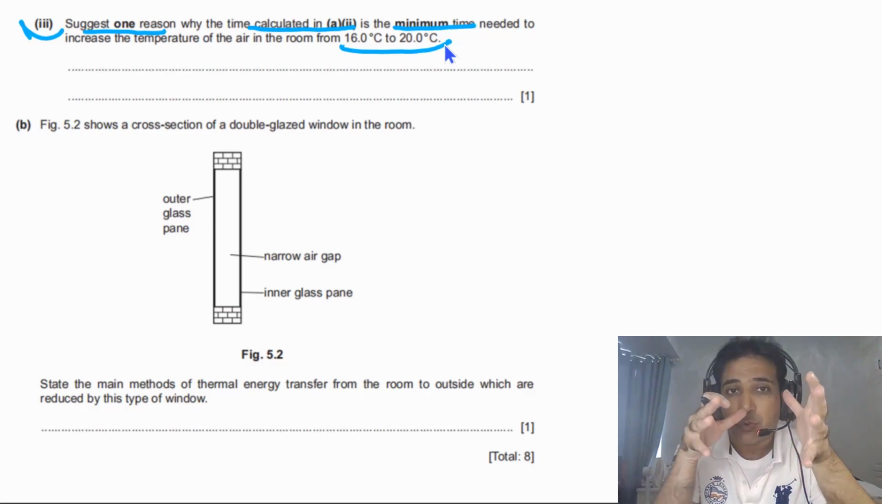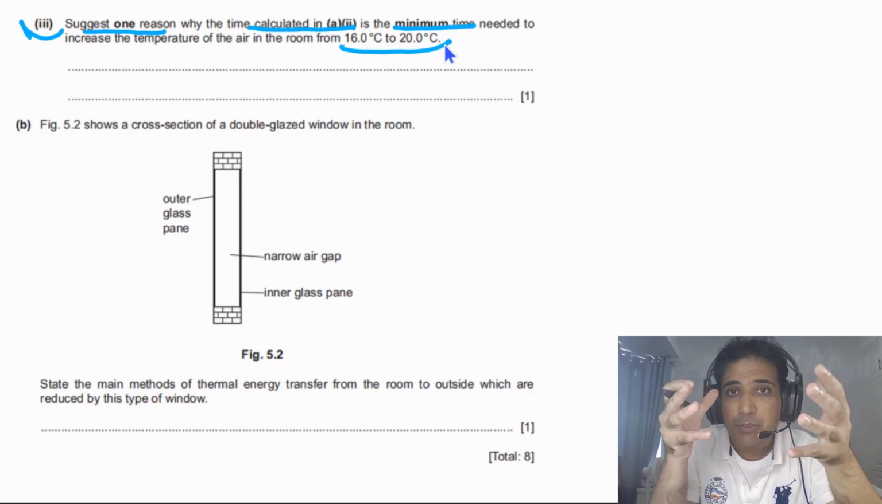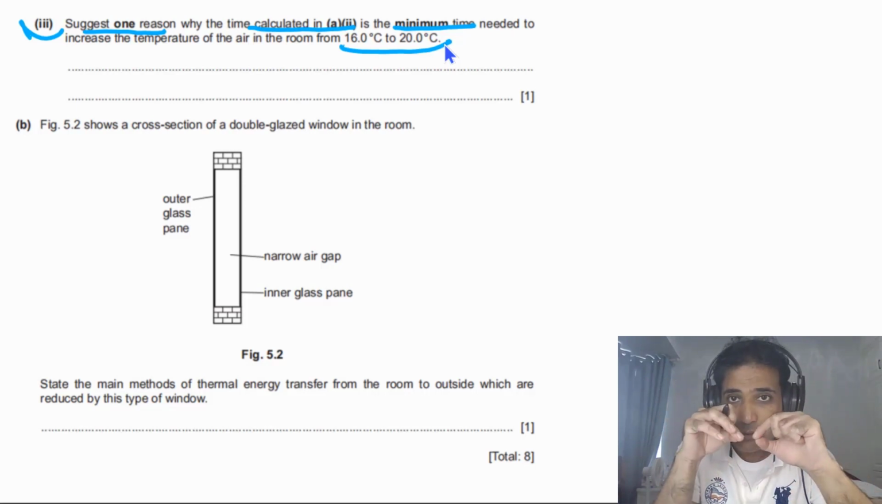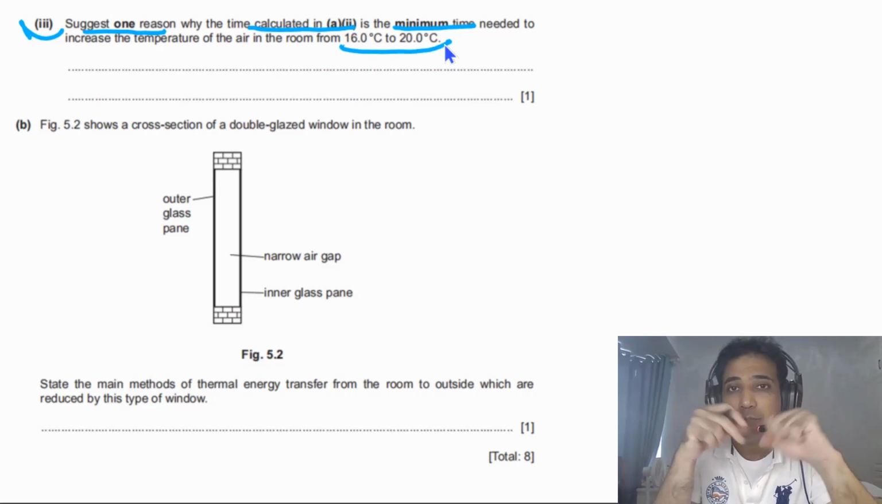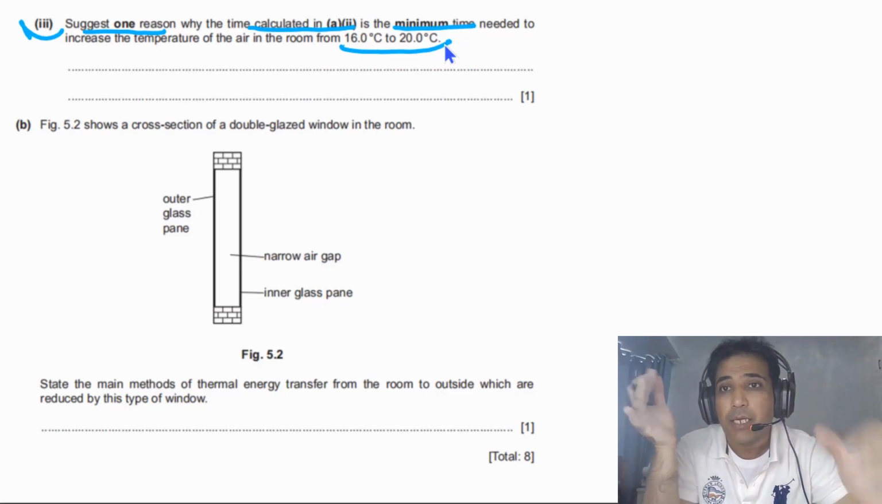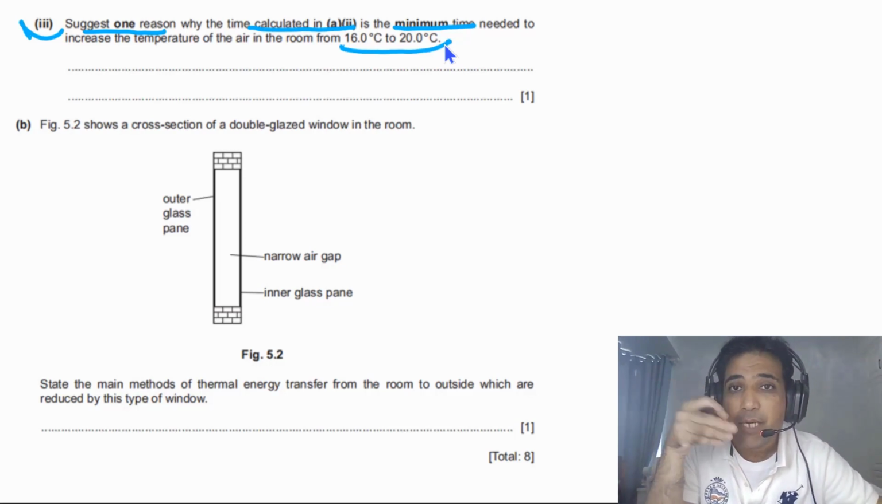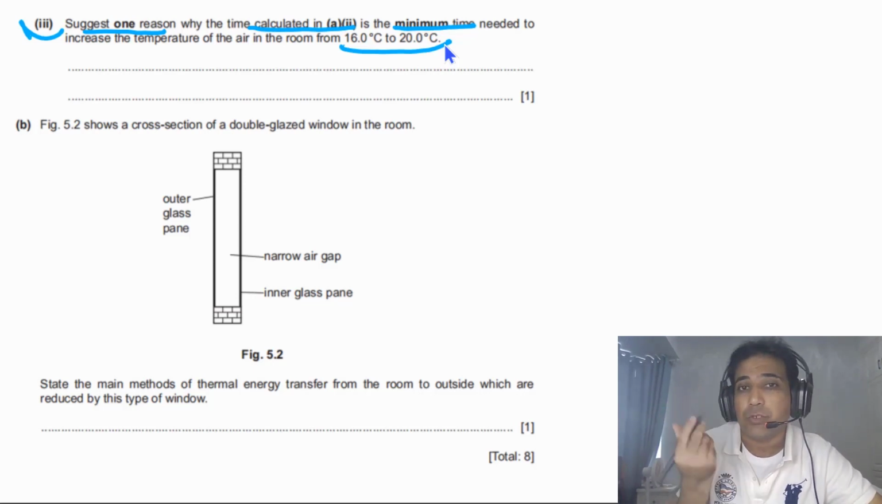Part of the energy is used to increase the temperature of the air. So some energy is used by furniture to raise its temperature, some energy is used by walls, some energy supplied has been used by curtains and other objects in the room as well. And some energy has been lost through windows, through doors. We haven't considered those things. So that's the reason this is the minimum time. But practically the time will be longer than the time calculated in part A2. So these things we need to understand.